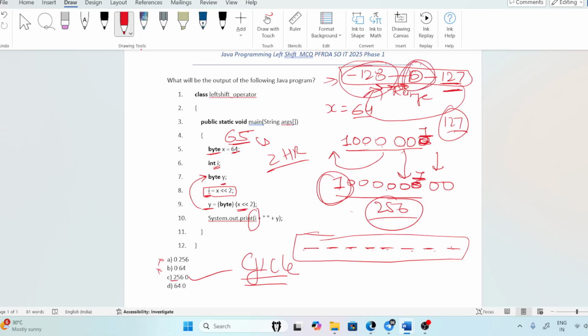So ये end ये क्या करेगा? It is going to end at 0. So option C will be the right answer for this question.